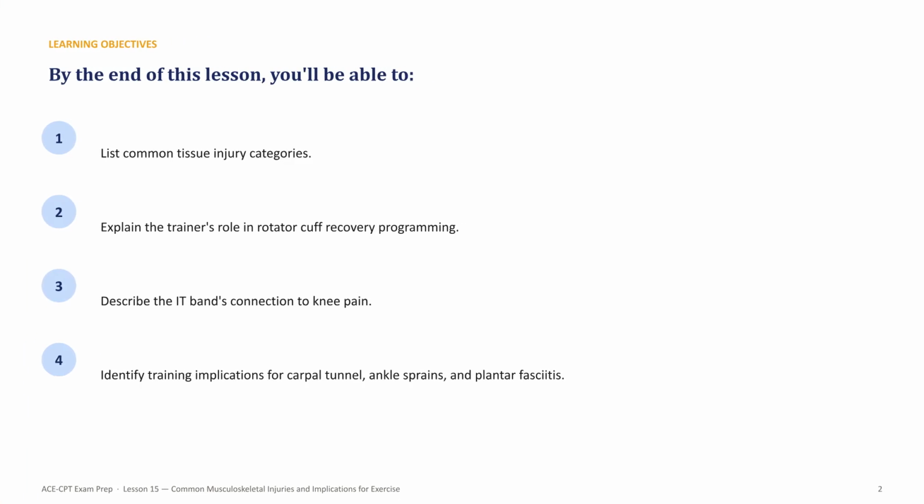Let's look at what you'll be able to do by the end of this lesson. There are 4 objectives. First, you'll be able to list the common tissue injury categories, the vocabulary you need to describe what's actually going wrong in the body.